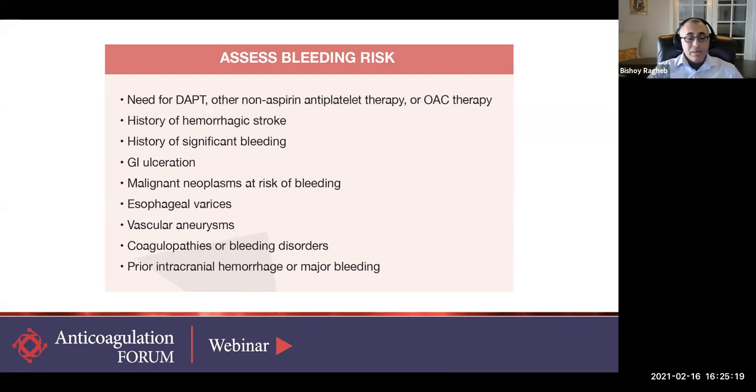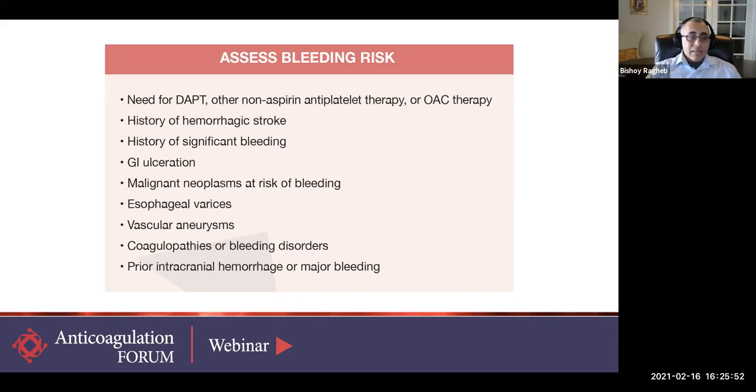Other ones to look at and to consider would be a history of hemorrhagic stroke. Obviously, the history of a particular event would confer the highest risk for a possible recurrence. Other ones would be a history of significant bleed. And those were essentially defined as either a medical history or active clinically significant bleeding or lesions, or conditions within the last 6 months prior to randomization that would confer a high risk of major bleeding in the patient.